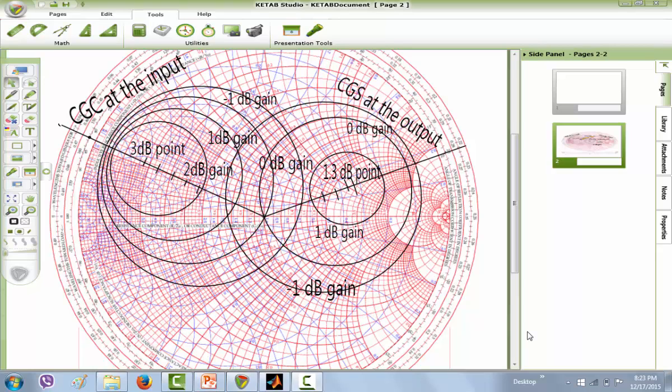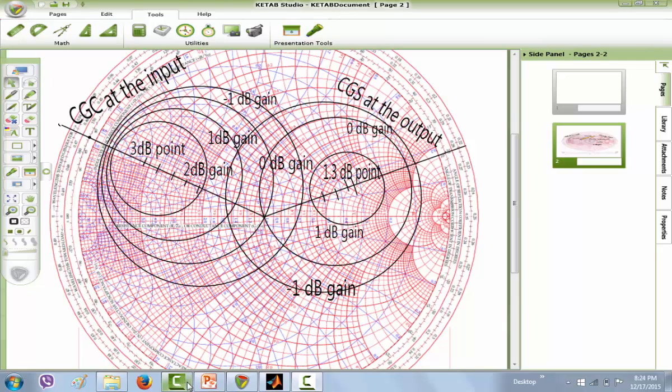Note that from these circles, as long as the gain is larger, the circles are smaller, and vice versa. As in here, this is the 2 dB gain at the source, and it's the smallest circle, but the minus 1 dB has the largest circle.